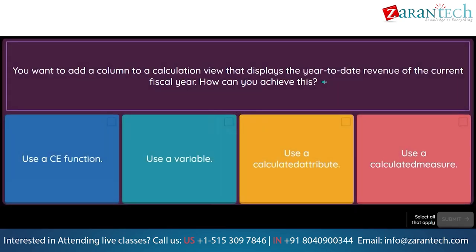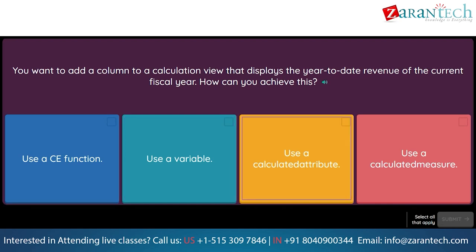Question: You want to add a column to a calculation view that displays the year-to-date revenue of the current fiscal year. How can you achieve this? Option 1: Use a CE function. Option 2: Use a variable. Option 3: Use a calculated attribute. Option 4: Use a calculated measure.